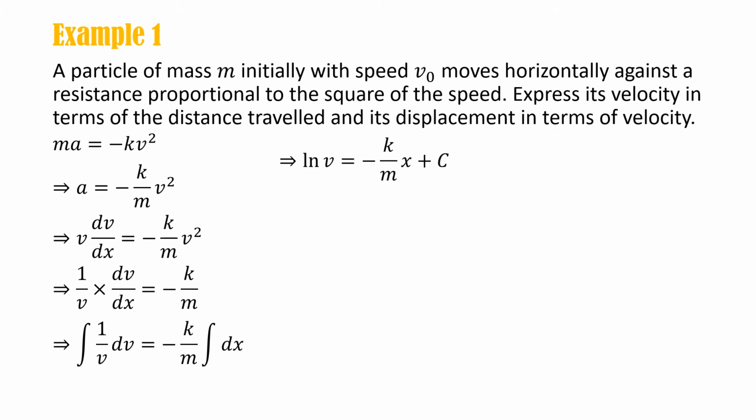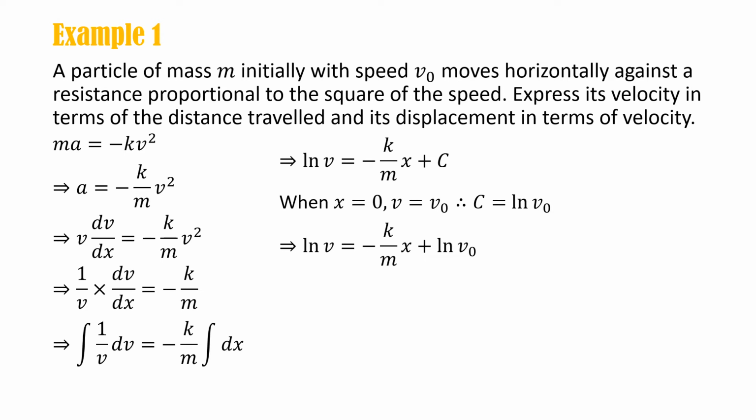So we need to work out what our constant c is going to be. What information have we got? Initially we had a speed of v0. So that means we are starting at x is 0 when t is 0. Not that t is relevant, but that's what that is telling us. So when x is 0, v is equal to v0. If we substitute that in, we have the natural log of v equals 0 plus c, so c must be the natural log of v0. Then I can write that in: the natural log of v is equal to negative k on m x plus the natural log of v0.